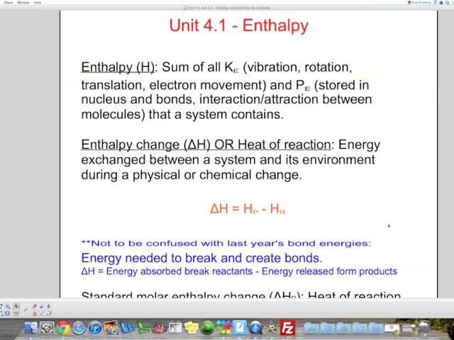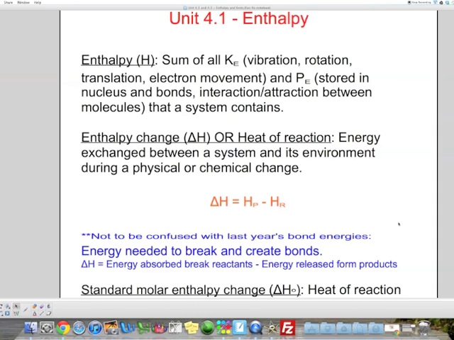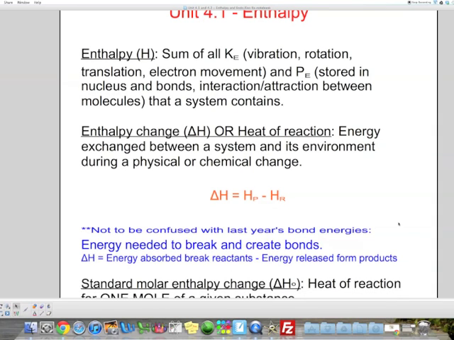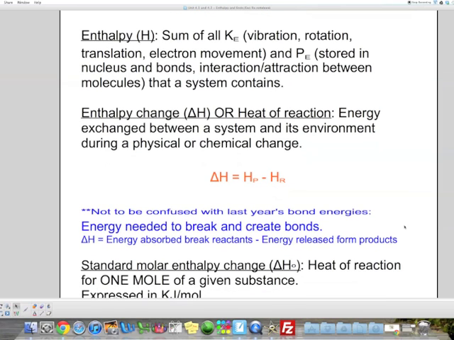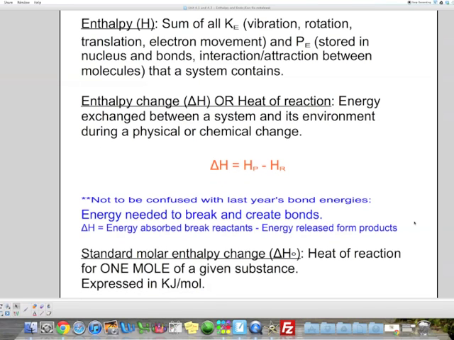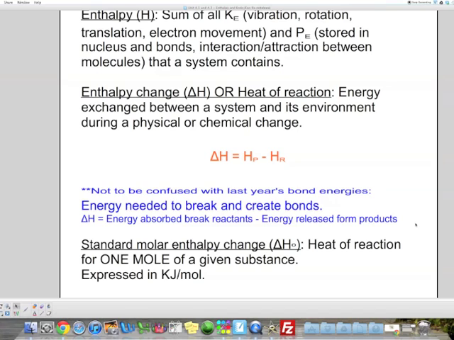Now, we don't want to confuse this with what you learned last year about the bond energies. So the bond energies were only focusing on the bonds themselves, not the energy in the nuclei, and not the energy of vibration, rotation, translation, and whatnot. We were only focusing on the bond energies. So now this year we will focus on everything, actually. So we'll take into consideration the amount of movement, the kinetic energy, as well as the stored energy in our reactants versus our products. And we will learn to calculate the difference between both and understand where it comes from.